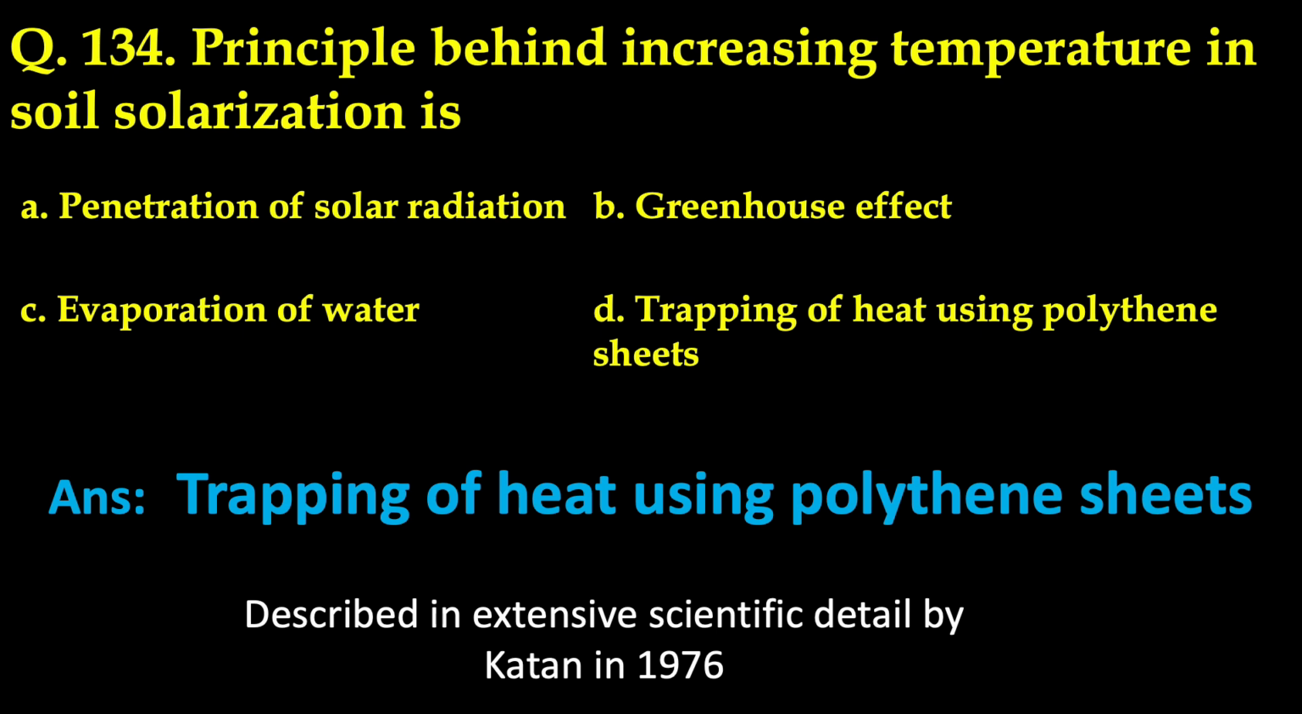Soil solarization is a relatively new soil disinfestation method which was first described in extensive scientific detail by Katan during 1976. The mode of action for soil solarization is complex and it involves the use of heat as a lethal agent for the soil pests from the use of transparent polythene tarps.